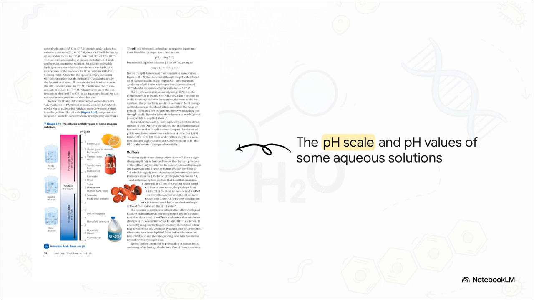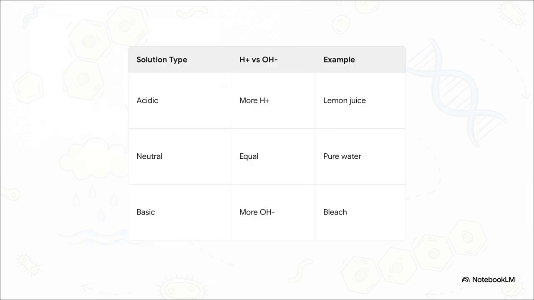The scale covers everything from highly acidic battery acid and lemon juice near the bottom, all the way up to incredibly basic household bleach and oven cleaner at the top. Ultimately, the type of solution we're dealing with is entirely determined by this chemical tug-of-war. In an acidic solution, the balance tips to having more hydrogen ions than hydroxide ions. In a neutral solution, like pure water, they are exactly equal. And in a basic solution, there are more hydroxide ions than hydrogen ions.